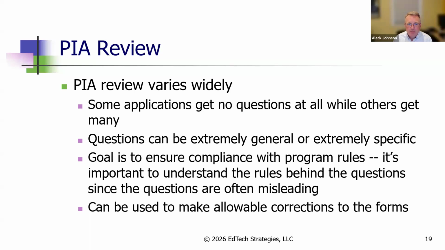One other quick note about PIA review is that if you discover that there are mistakes on your Form 471, you can often use the PIA review process to amend your Form 471 and correct those mistakes. Just reach out to your reviewer and let them know that you need to make an allowable correction to the form, and they can make those changes for you. In fact, they are able to make many more changes to the form than you're able to make with some of the post-commitment opportunities like the Form 500.